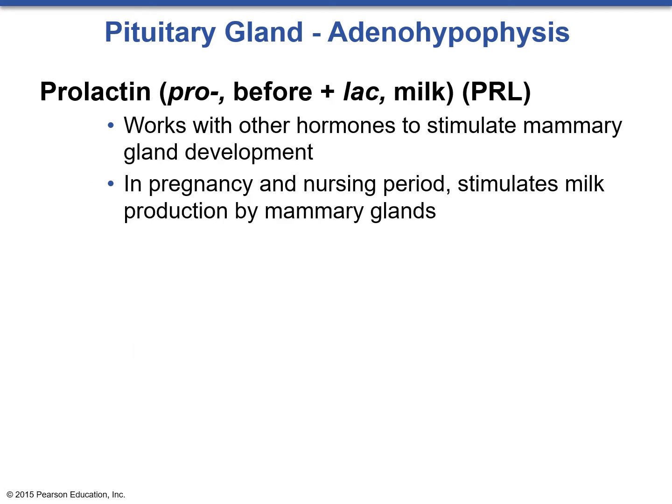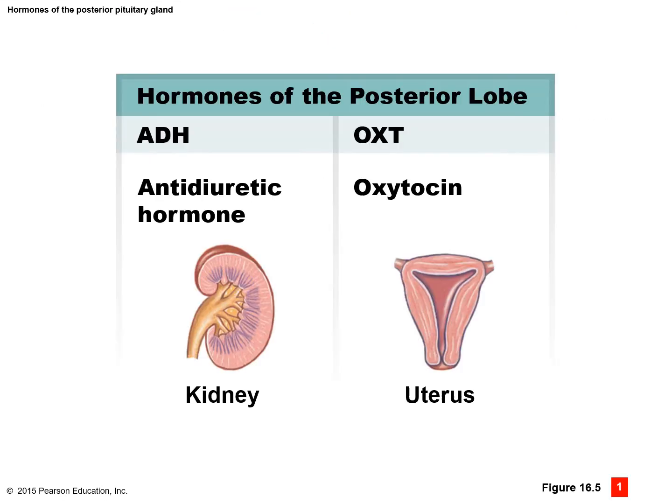Prolactin in its natural form is going to stimulate milk production by the mammary glands in pregnancy and nursing periods, and it works with other hormones, things like estrogen and progesterone, to stimulate mammary gland development over time. In men, we are not sure what prolactin does upon its release. From the anterior pituitary gland lobe, we need to move to the posterior pituitary gland lobe.